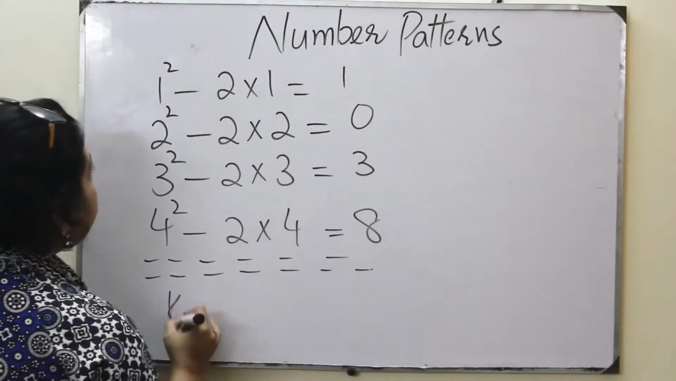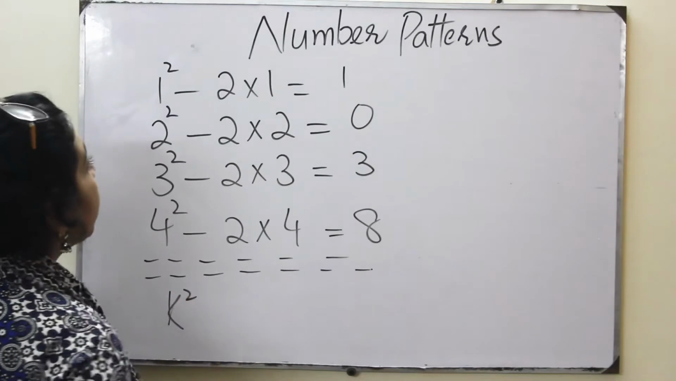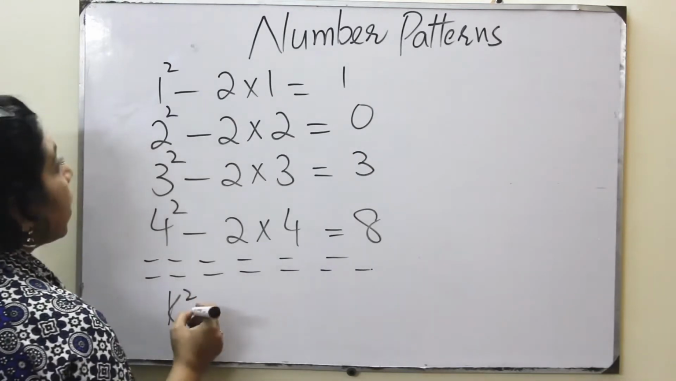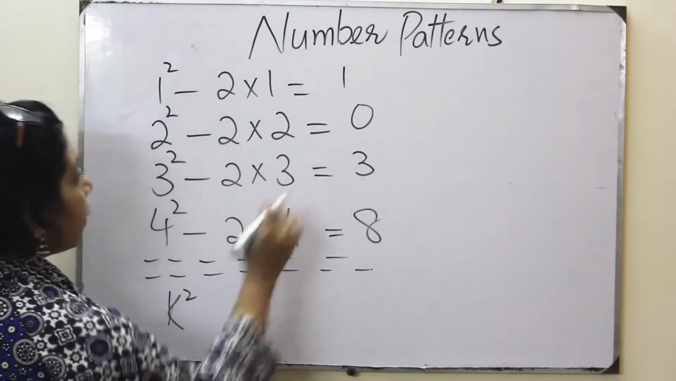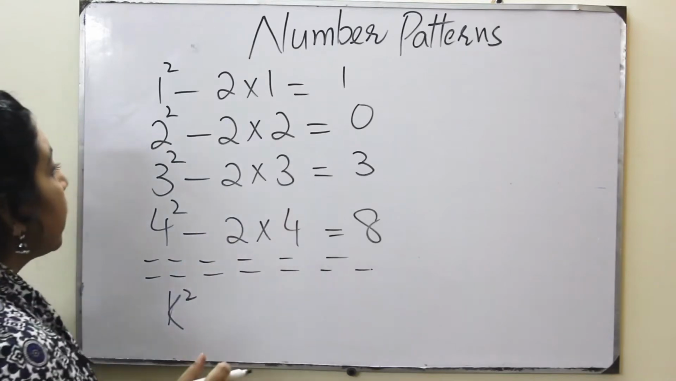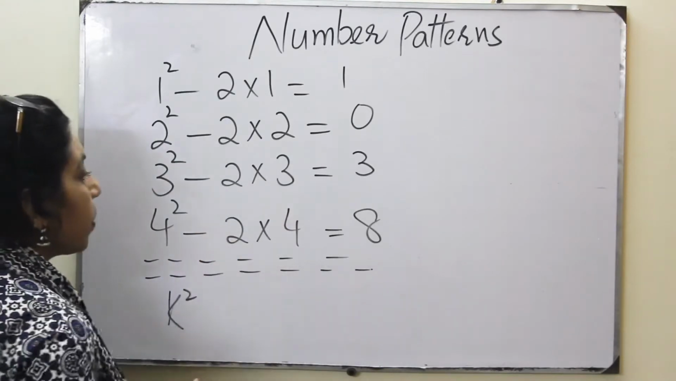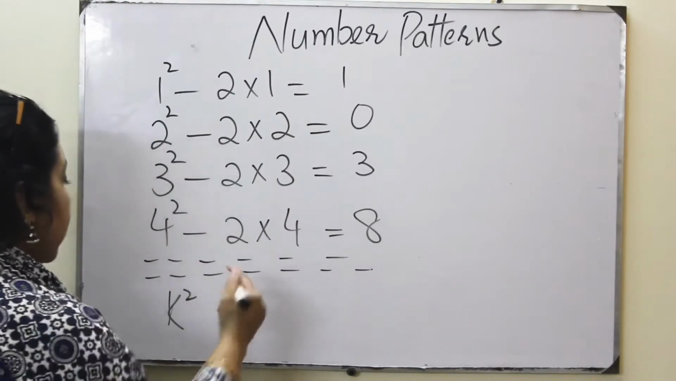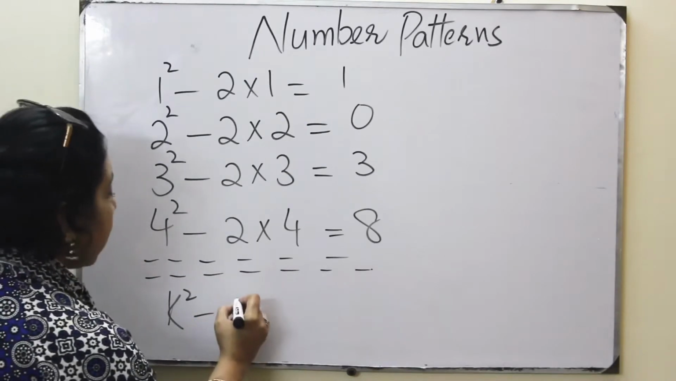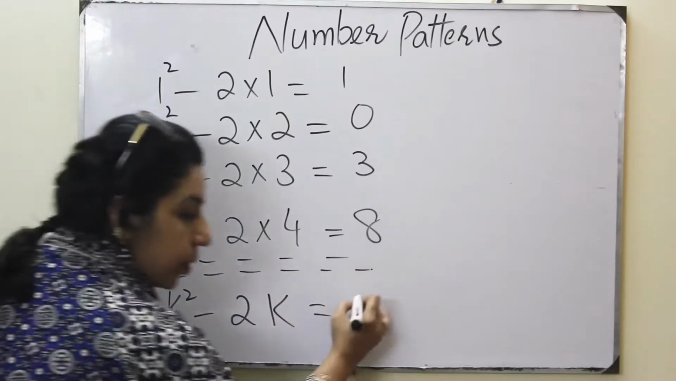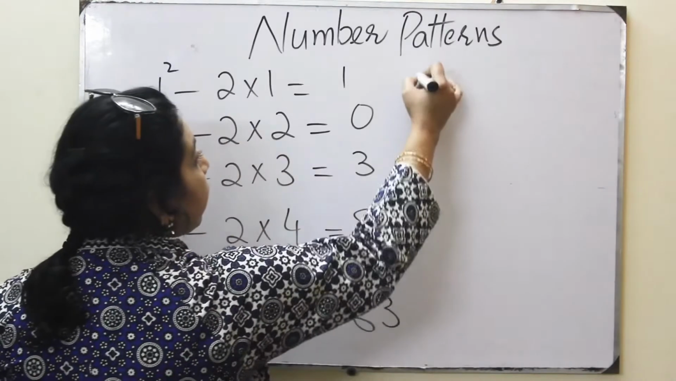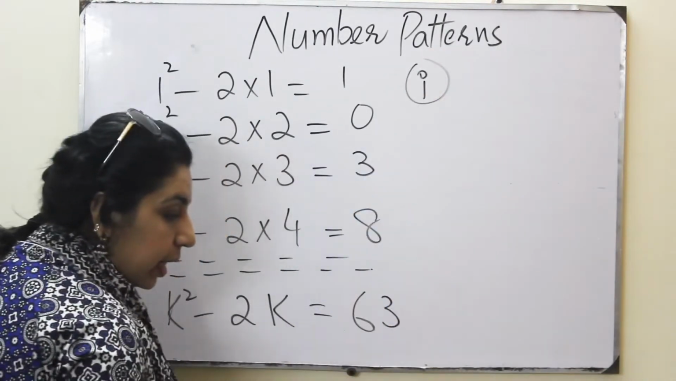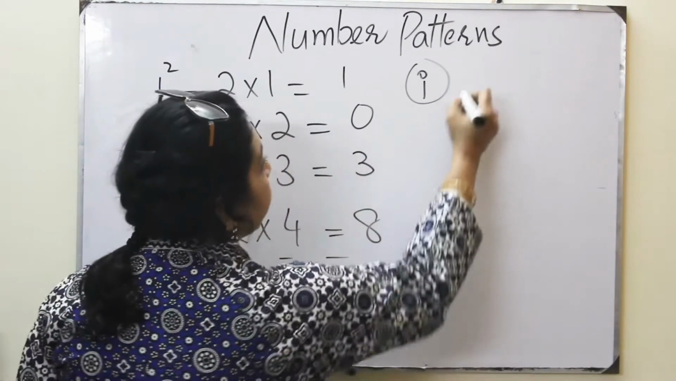The next pattern is 1 square minus 2 into 1 equals 1, 2 square minus 2 into 2 equals 0, 3 square minus 2 into 3 equals 3, 4 square minus 2 into 4 equals 8, and so on. The last value is k square minus 2k equals 63. We have to find the sixth line and we have to find the value of k.